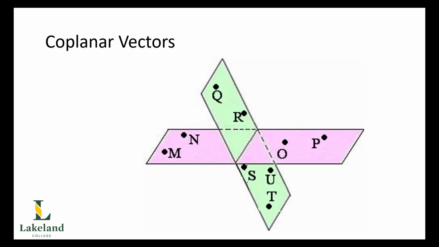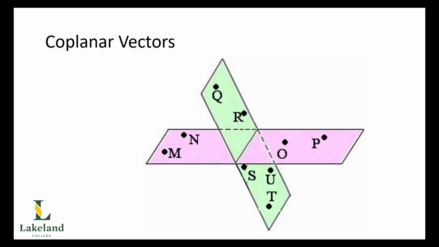Now, there are some other terms that come into vectors that we need to define, and this is the idea of coplanar and covector. Coplanar vectors are basically vectors that exist on the same plane. Well, what do I mean by that? A plane is a region of 2-dimensional space. So in the example on the screen here, there are 2 different planes. There is the pink plane and there is the green plane.